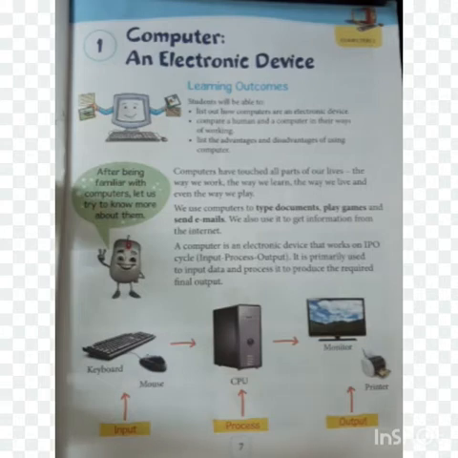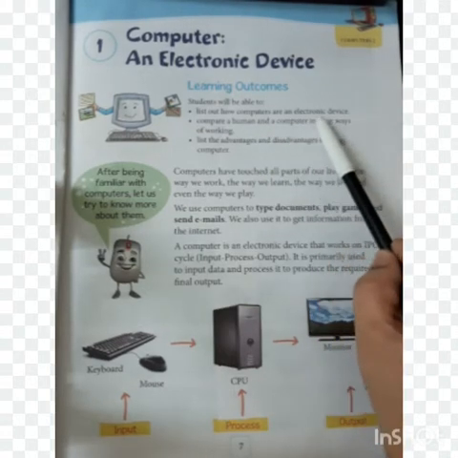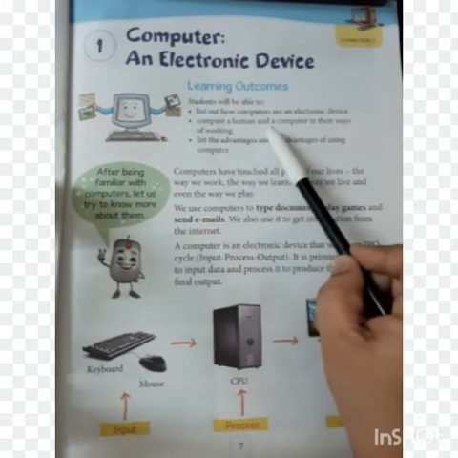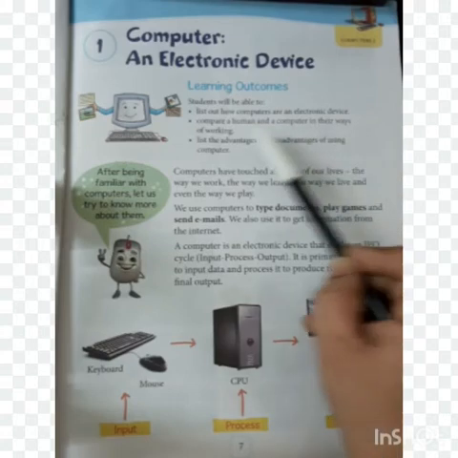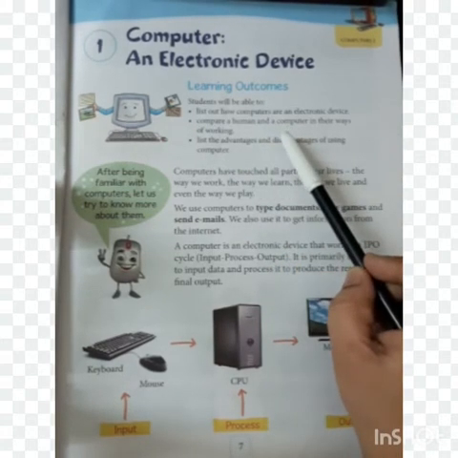Now let us see what all we are going to learn in this lesson. So what will you be able to know? In this lesson you will be able to list out how computers are an electronic device. Compare a human and a computer in their ways of working. How does a computer work and how does a human being work?